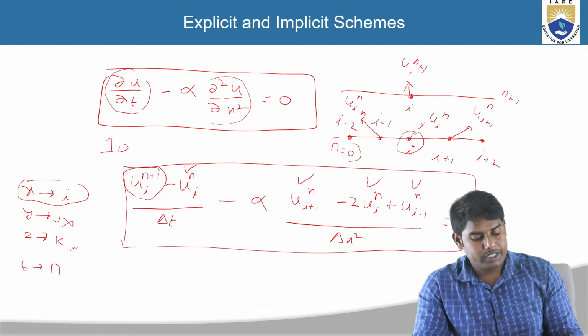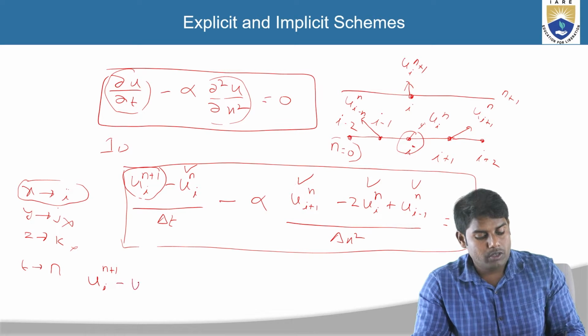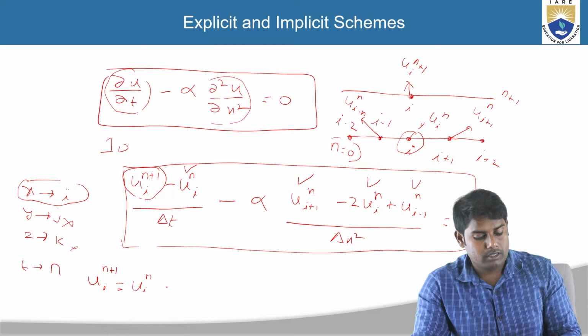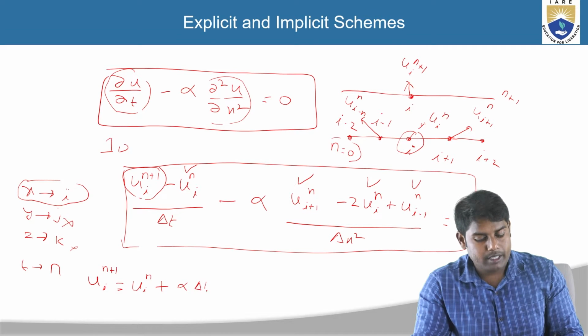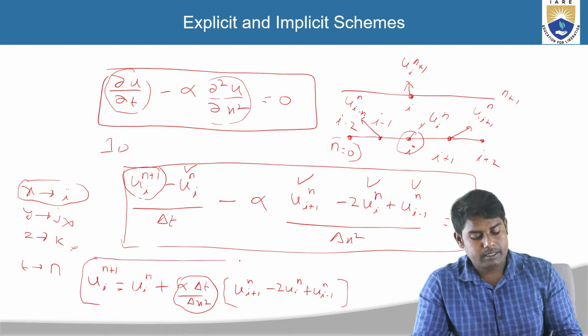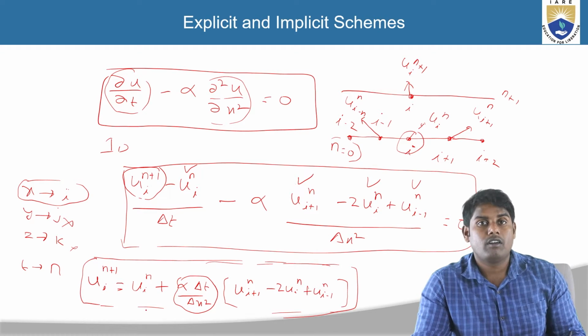Okay, so if we rearrange this equation, what do we have? u of i to the power of n plus 1 is equal to u of i to the power of n plus alpha into delta t by delta x square, into u of i plus 1 to the power of n minus 2 u of i to the power of n plus u of i minus 1 to the power of n. This is the equation for the velocity at the ith grid point at the n plus 1 time level.